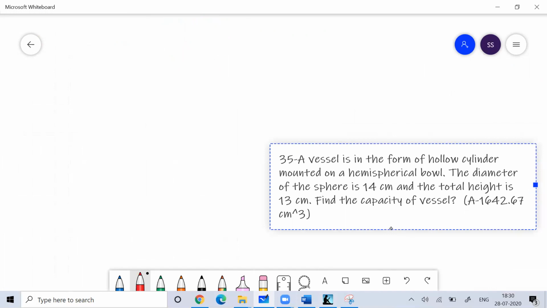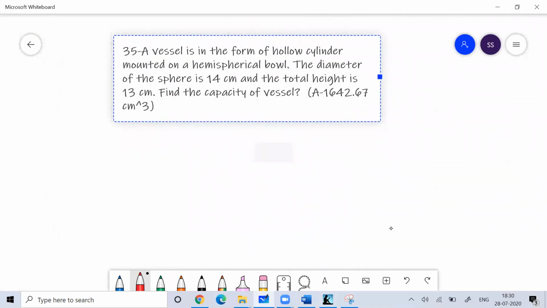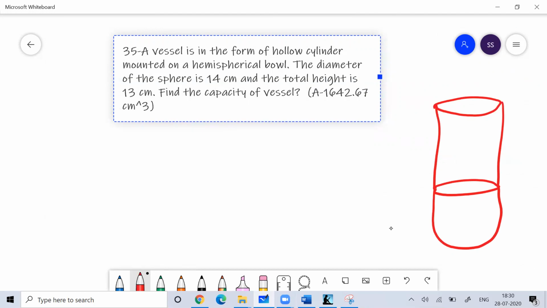Now you can see the next question. A vessel is in the form of a hollow cylinder, which is mounted on a hemispherical ball. Okay, the diameter of the sphere is 14. So diameter is 14, so the radius would be 7. So the radius is 7, and the total height is 13. You can see this is 7 because you know that the radius remains the same. So the height of the cylinder would be 6. Okay, so what you need to do, you have to find the capacity of the vessel.